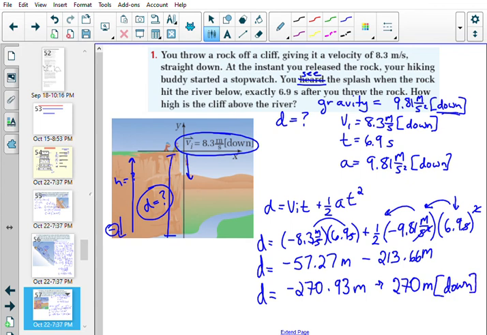But the question didn't want to know how far did the rock fall. It wants to know how high the cliff is. So you could say the cliff is 270 meters high. Remember, the negative was just showing you the direction. This is just because we chose down to be negative. That's the only reason the negative is in there. Okay, and that question has been rounded off. There were 2 significant digits here, 2 significant digits, and I immediately just rounded 270.93 to 270 meters.